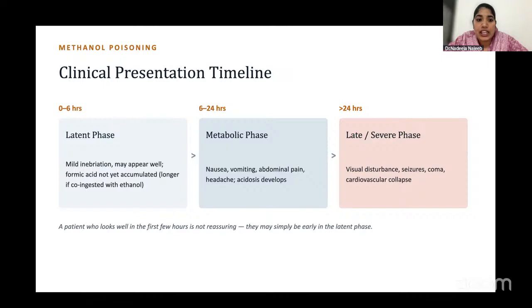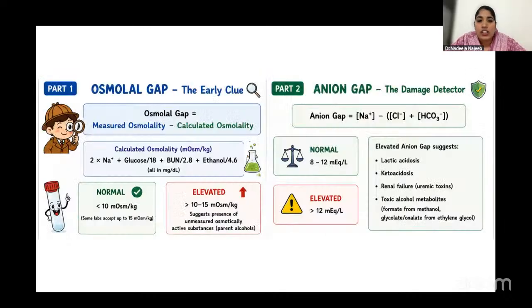Keep in mind that if a patient appears well, it does not mean there is no methanol poisoning. It is just that the patient is in the latent phase. One important concept that you have to understand when you learn about toxic alcohols is the concept of osmolar gap and anion gap. What is osmolar gap?